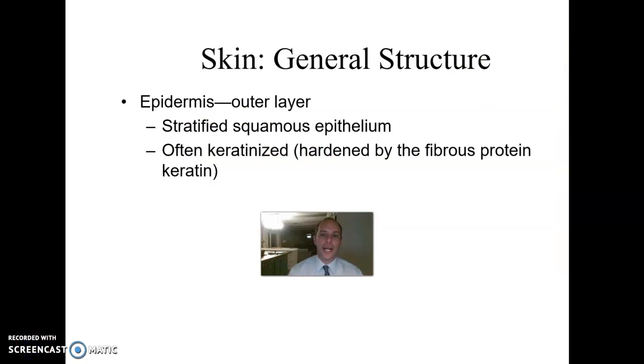The epidermis is the outer layer. Remember, epi meaning outer, just like on your test, epimysium meaning the outer layer surrounding the muscle. All right, so the epidermis, a stratified squamous epithelium, are the cells involved in the outer epidermis. Okay, it's often keratinized. Keratin, a protein, hardened by the fibrous protein keratin.